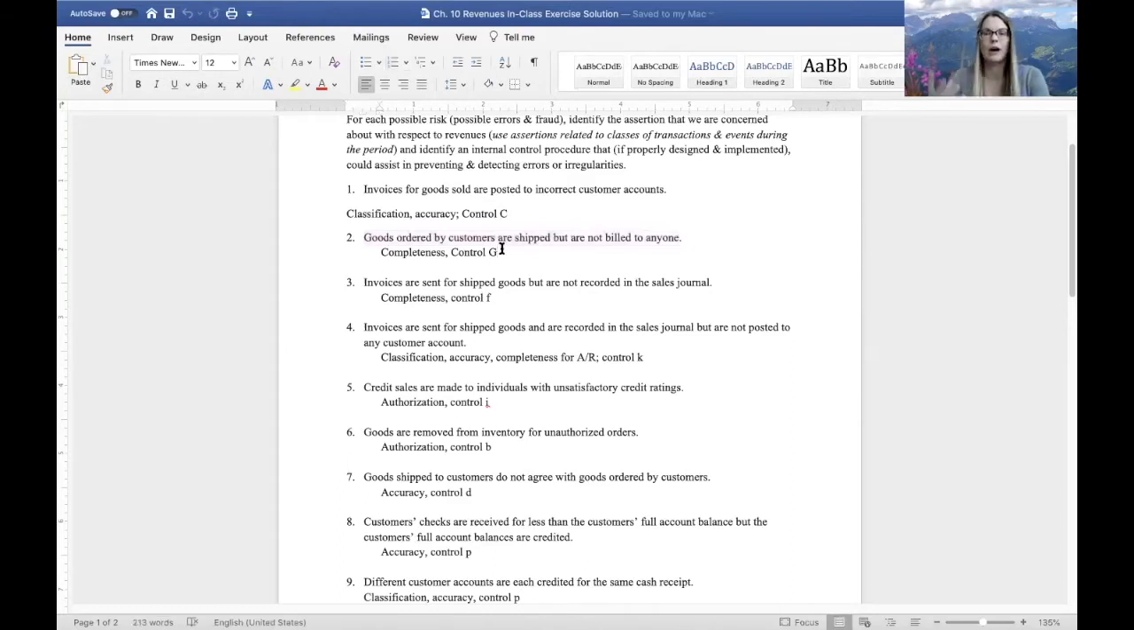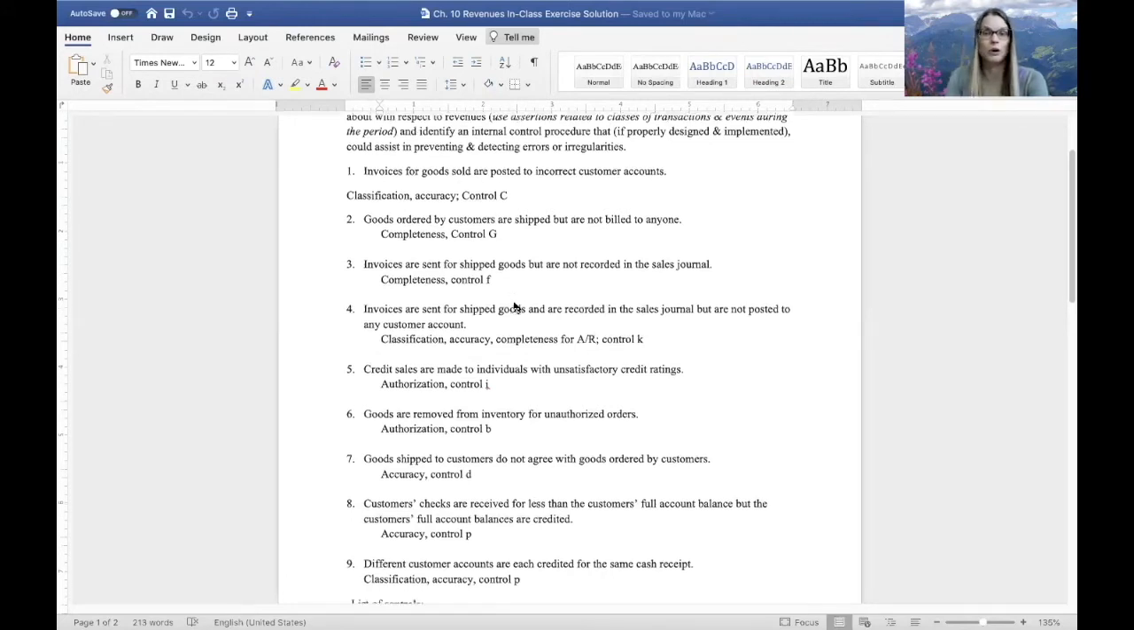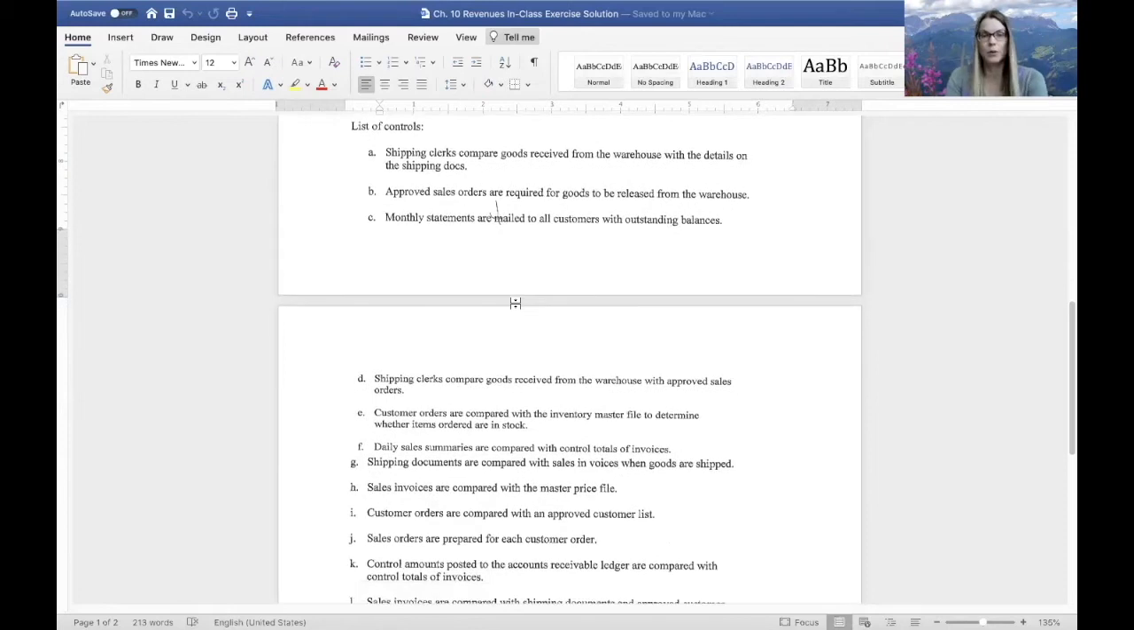Now, I also asked some of the people that were struggling with these to send me wrong answers, because I think it's really helpful to talk through the wrong answers. So my example wrong answer for number 2 is Control F. So let's look at Control F and see why that won't work. Okay, so Control F says daily sales summaries are compared with control totals of invoices.